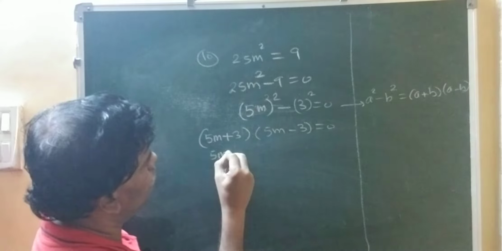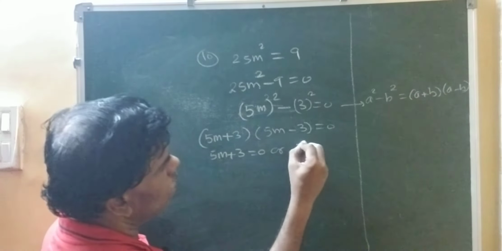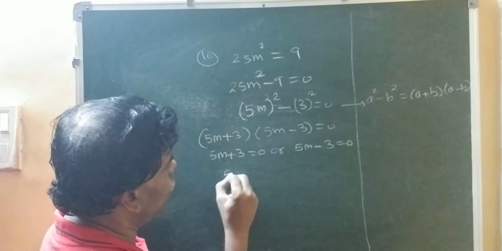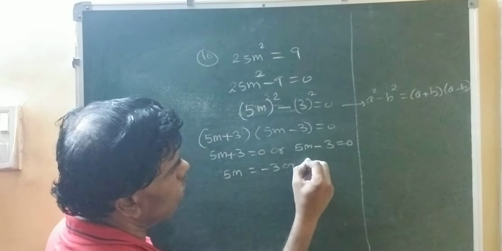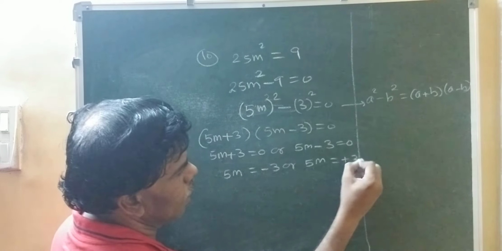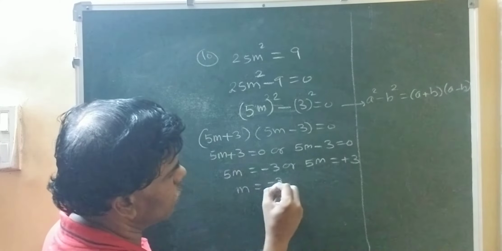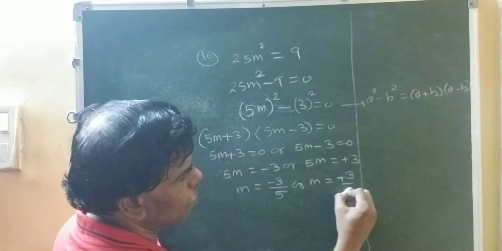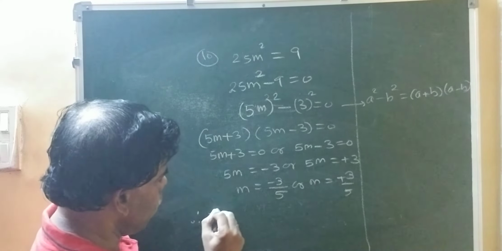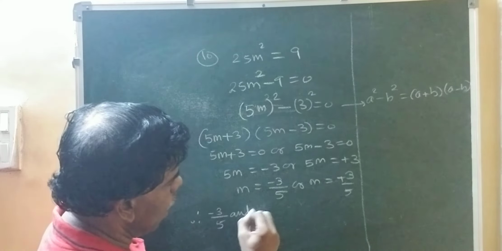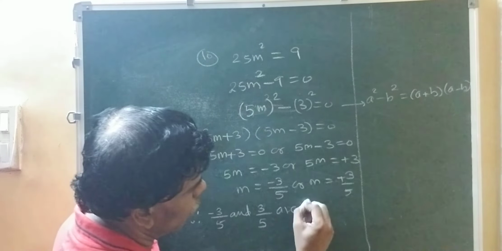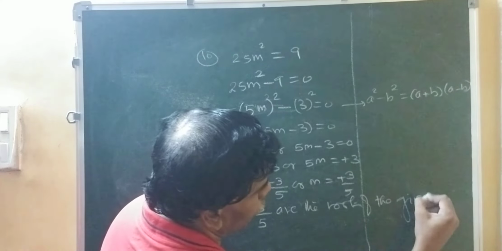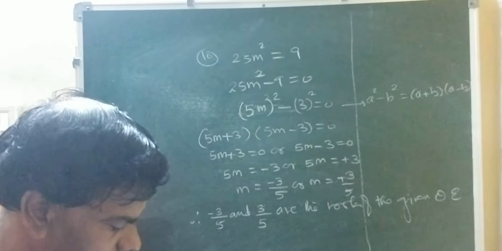So, 5m plus 3 equal to 0 or 5m minus 3 equal to 0. Therefore, 5m equal to minus 3 or 5m equal to plus 3. Therefore, m equal to minus 3 upon 5 or m equal to plus 3 upon 5. Therefore, minus 3 upon 5 and 3 upon 5 are the roots of the given quadratic equation. This is very important actually.